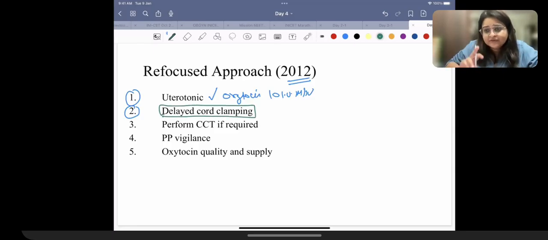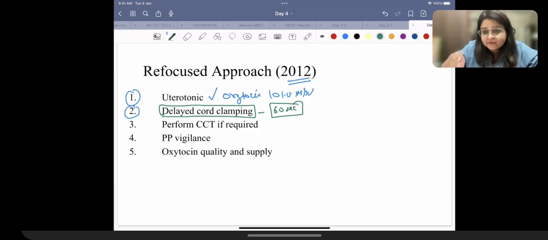Now, this is not to prevent atonic PPH, but this program called AMTSL picked up so well the world over that the WHO said, let us utilize this program, because everyone is already doing it, to prevent something else. Let's prevent fetal neonatal anemia using this program. So they introduced delayed cord clamping, where the WHO said delay the cord clamping by 30 to 60 seconds after delivery. So just remember the 60 seconds.